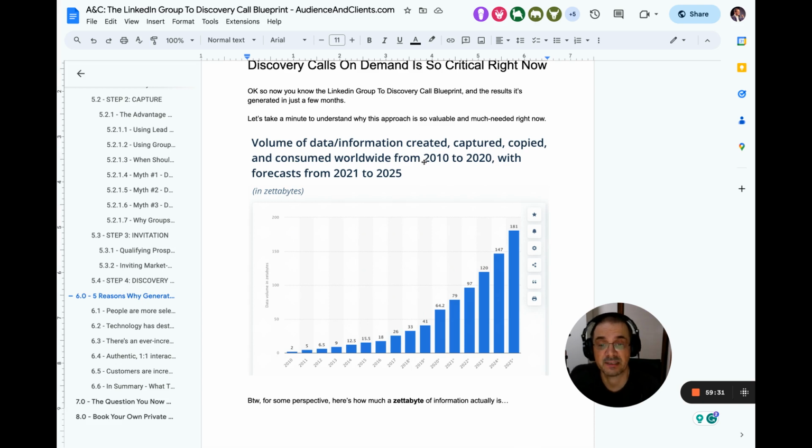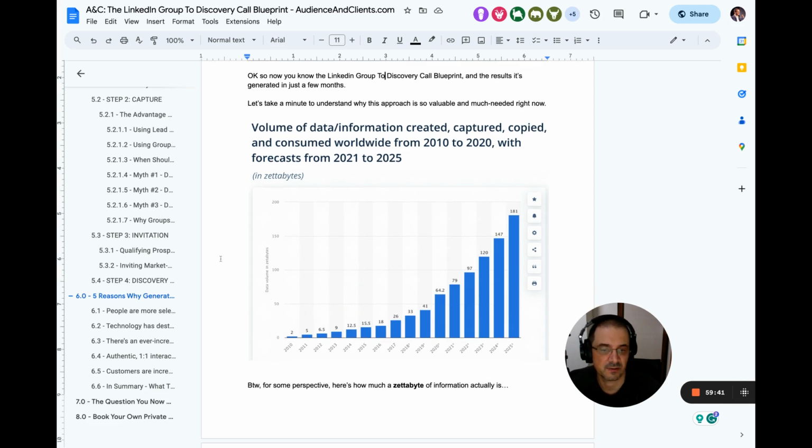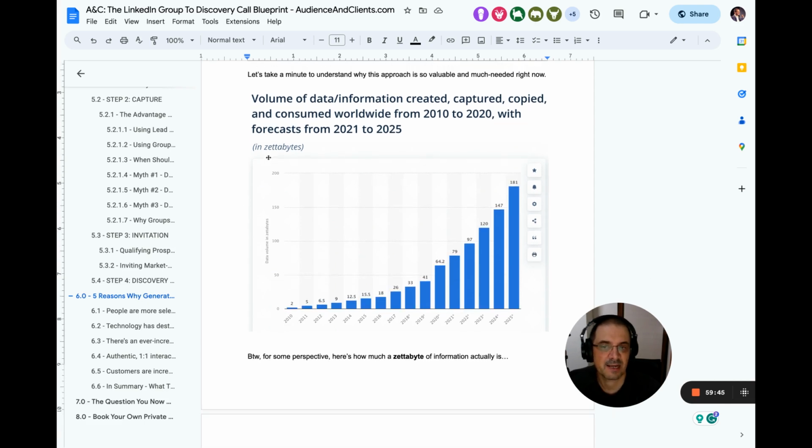Now, this amazed me when I saw this, but this is the volume of data information created, captured, copied, and consumed worldwide from 2010 to 2020, with forecast 2021 to 25 on the Statista website. So look at this data, the amount of data in zettabytes. Look at the exponential growth in information being shared, consumed, created every single day. It's just going up exponentially and it's only going to go up more and more and more year on year.